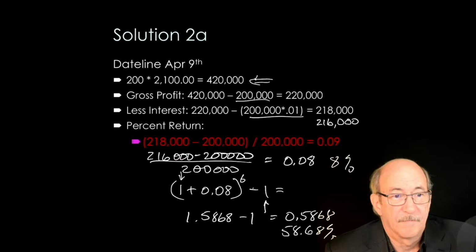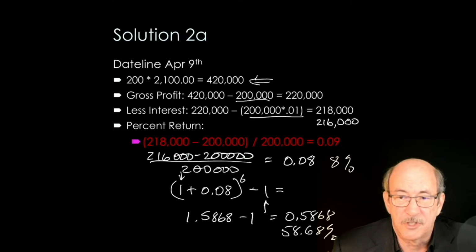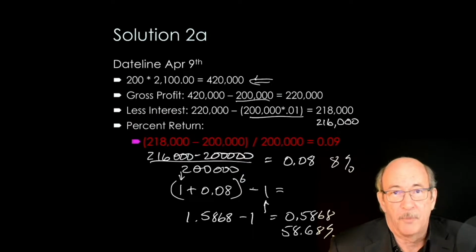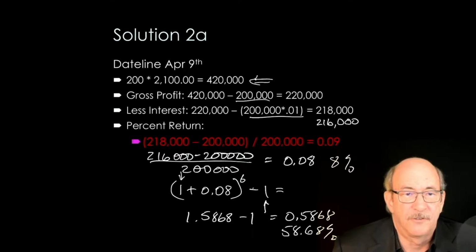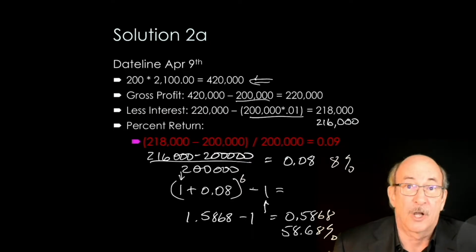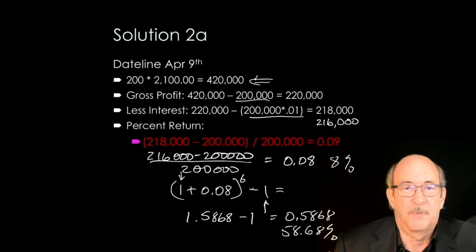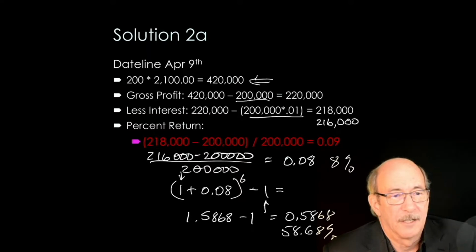Professor, so why is the 6 the exponent again? Oh, because we're going from February 9th to April 9th. And so we've got 2 months in there. And so there are 6 2-month periods in the year. So if this were just 1 month, we'd raise it to the 12th. If this were a quarter, we'd raise it to the 4th. If this were a 6-month period, we'd raise it to the 2nd, and so on.